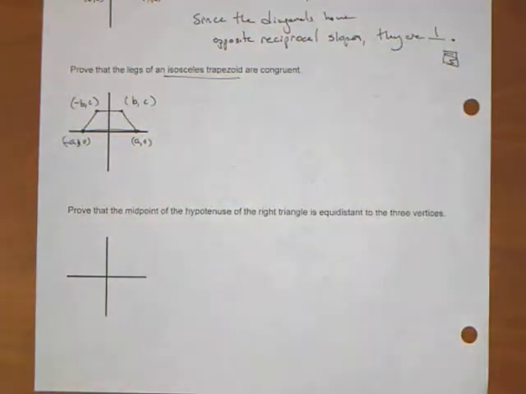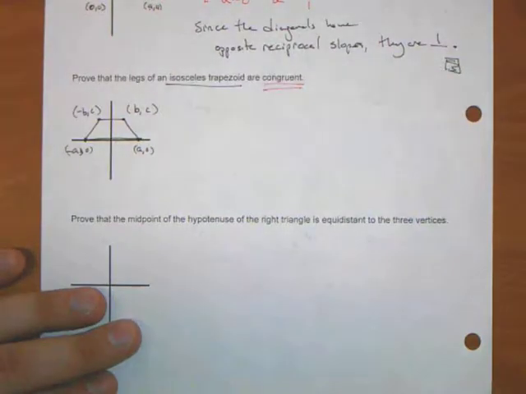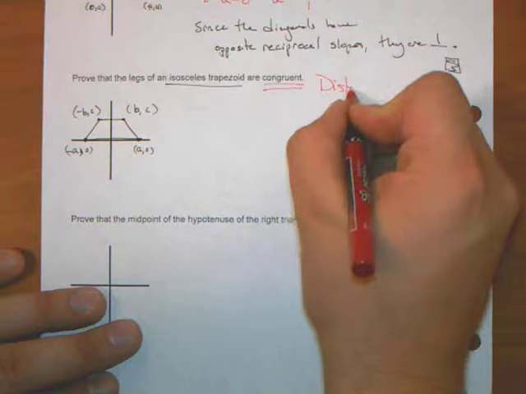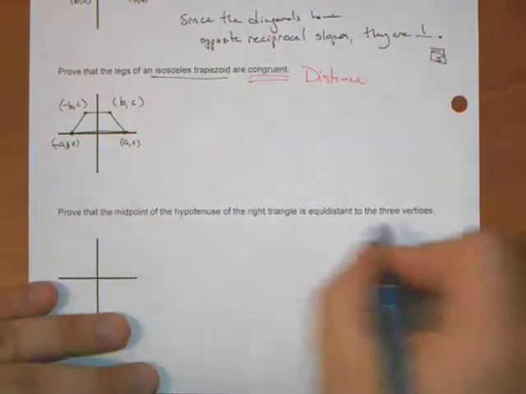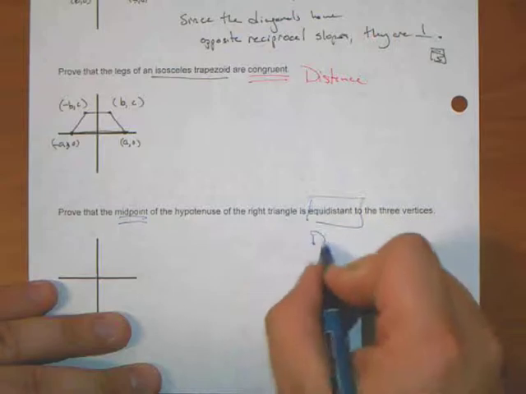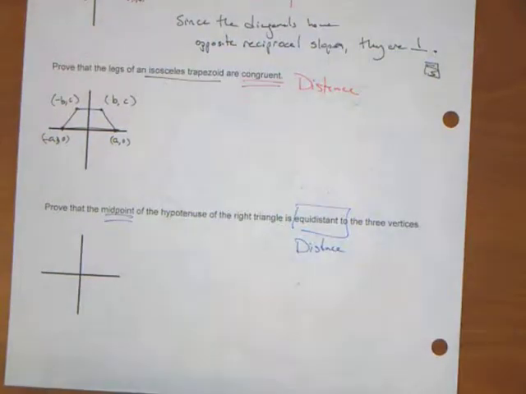What's the bottom left? Negative a, 0. Congruent. What's our formula? We'll come back to this one. Midpoint formula, but you also have to use distance as well. The last one.